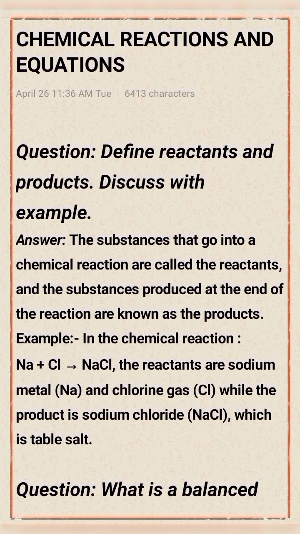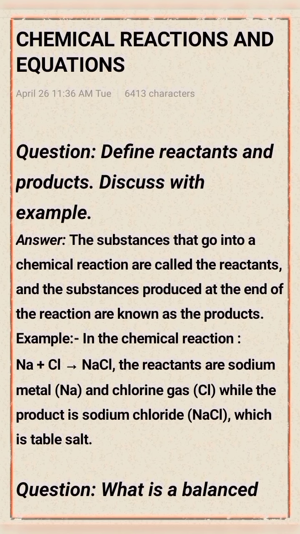The substances that go into a chemical reaction are called the reactants, and the substances produced at the end of the reaction are known as the products. Example: in the chemical reaction Na plus Cl forms NaCl, the reactants are sodium metal and chlorine gas, while the product is sodium chloride, NaCl, which is table salt.